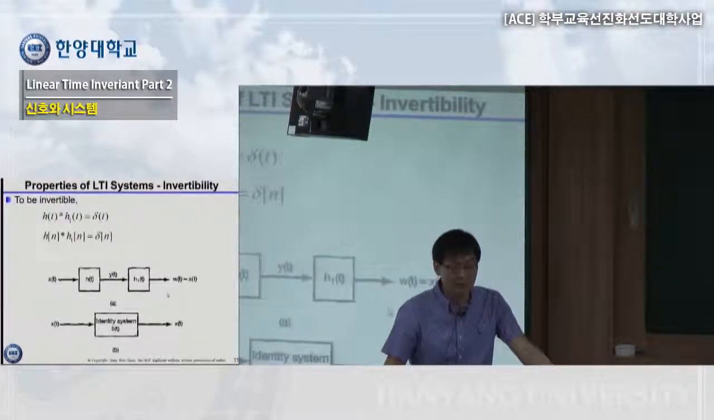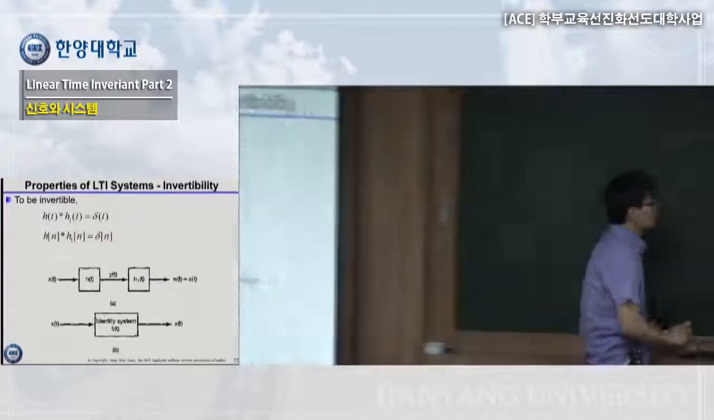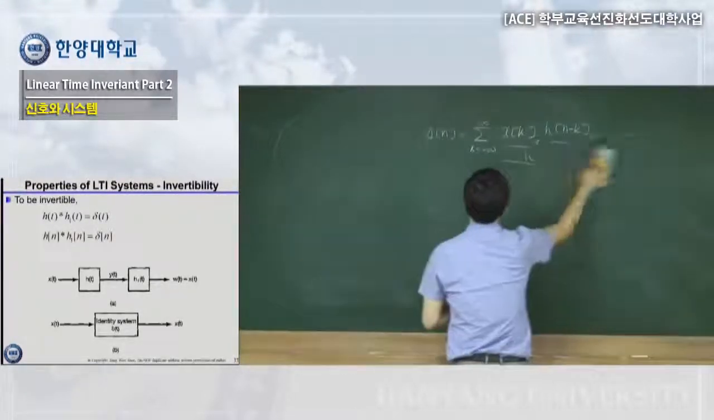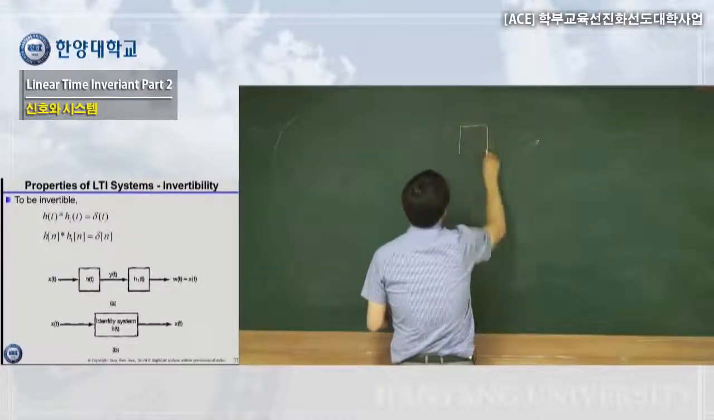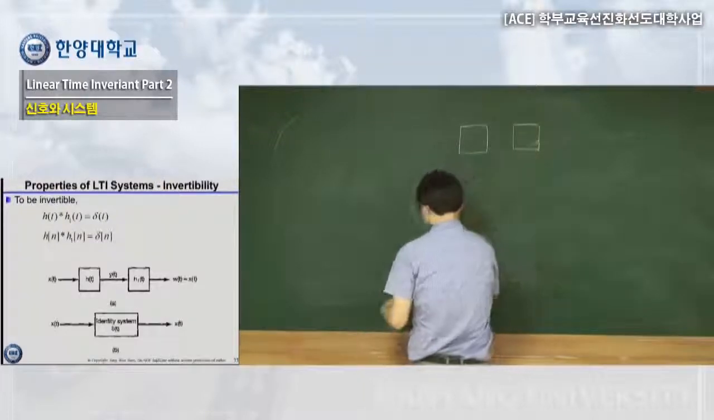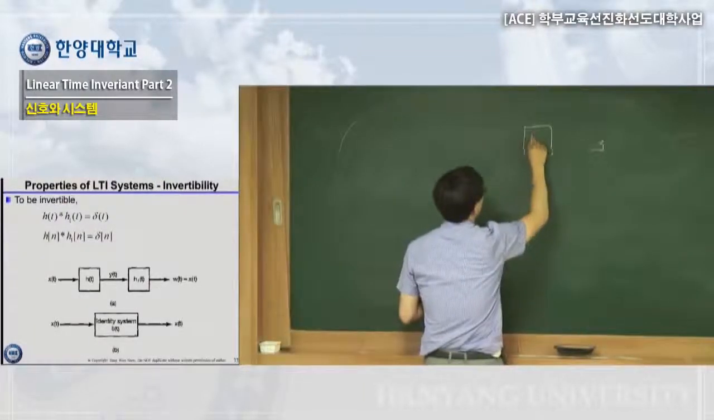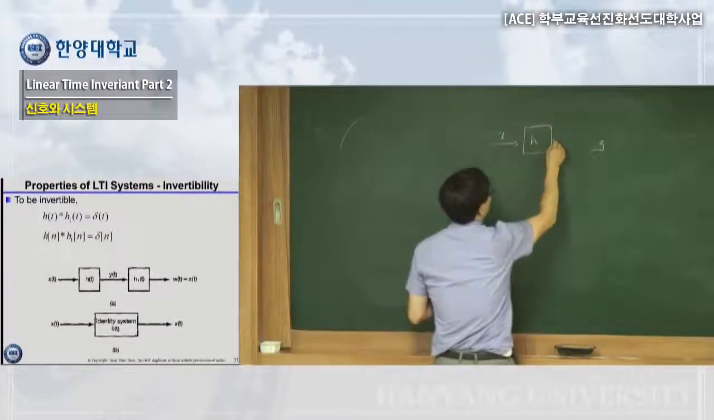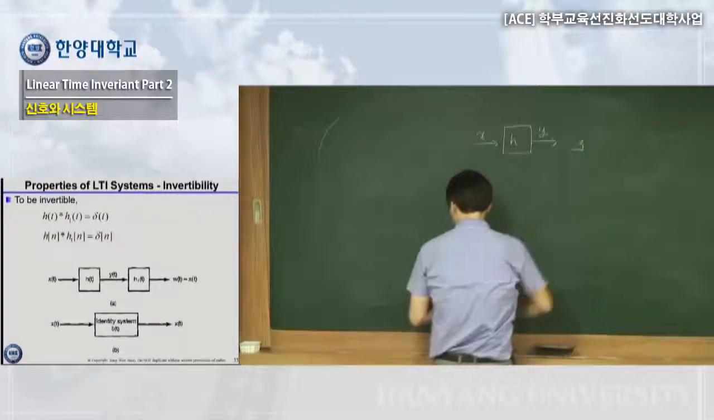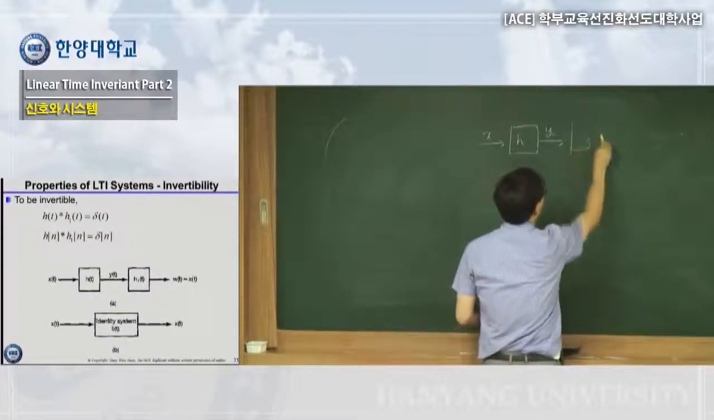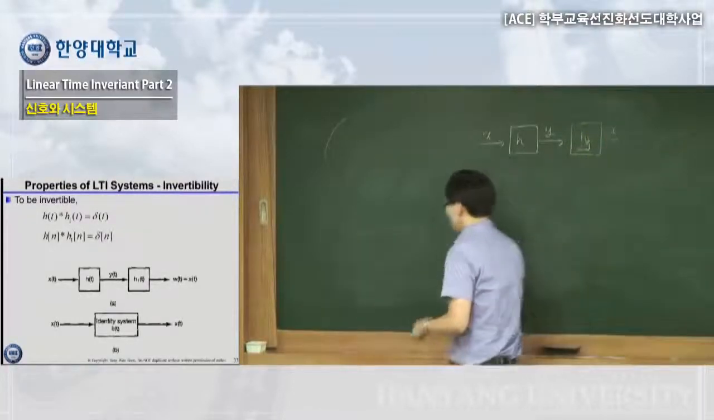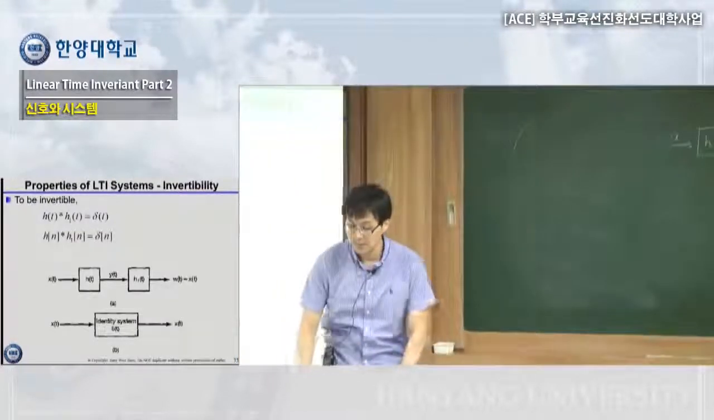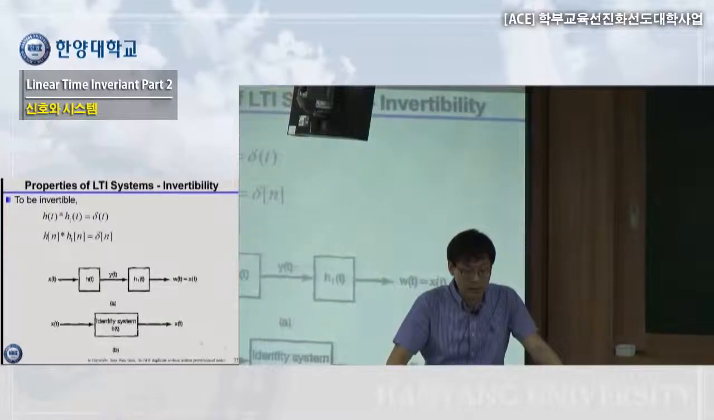How about invertibility? Invertibility means what? The system characteristic invertibility means we have a system H, say that X is input, Y is output. We can figure out another system H2 whose input is Y and output is X. If you figure out this, then this system is invertible, right? So let's have an example.